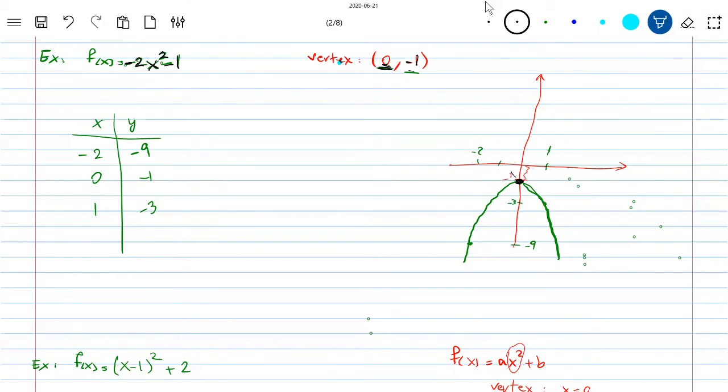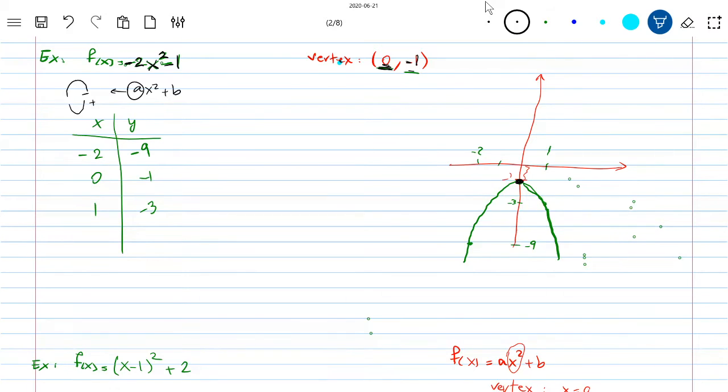So either the graph is upward or it's downward, and I need to decide which case. How do we decide? Similar to the absolute value. If the coefficient in ax squared plus b, the coefficient of x squared, is a negative number, then you will have a downward graph. If it's positive, then you have an upward graph. In this example, it's -2, so it's going to be downward.